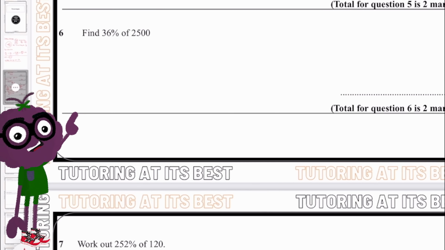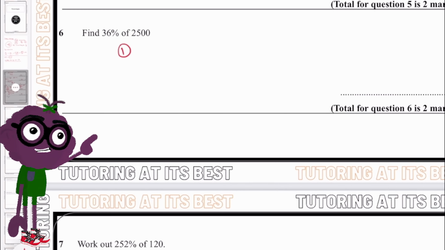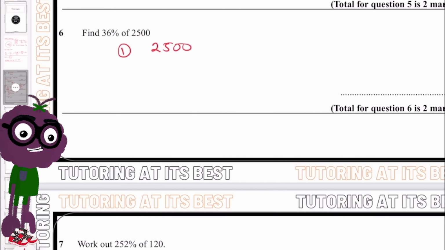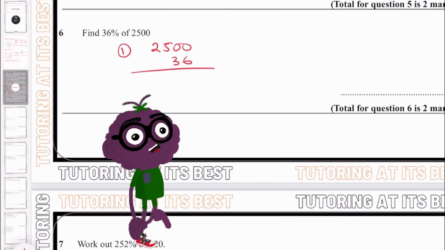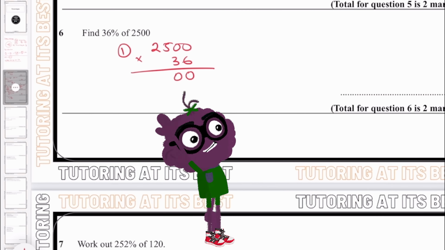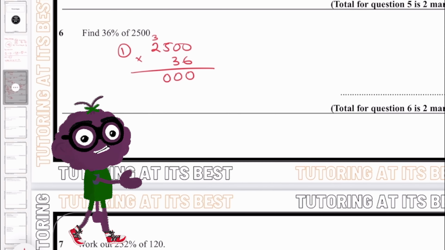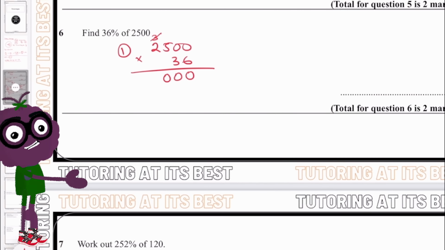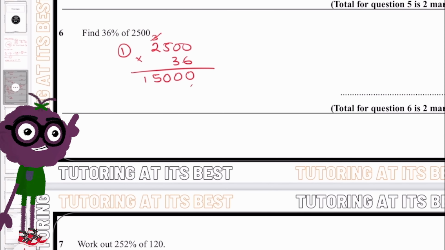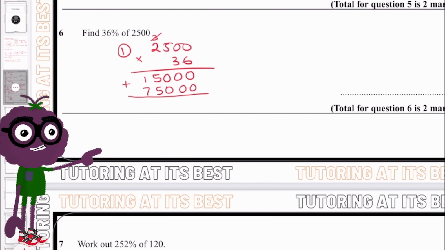Find 36% of 2,500. So again, let's go ahead and take step 1, 2,500, times that by 36. So you know 0 times 6 is 0, 0 times 6 is 0, 5 times 6 is 30, we carry the 3, and 2 times 6 is 12, plus 3 is 15. We'll then go ahead and put our place value holder, and we'll do 2,500 times by 3, which is 7,500. And then we'll go ahead and add this up.